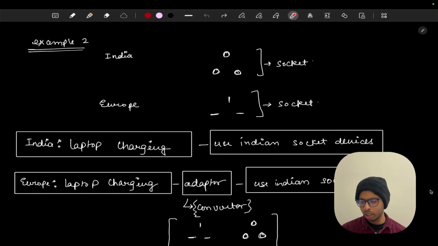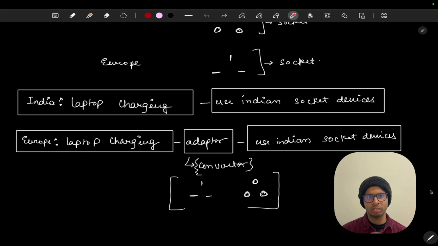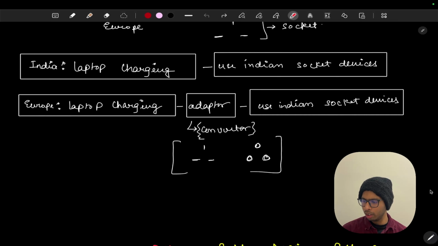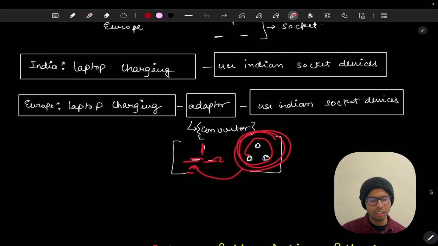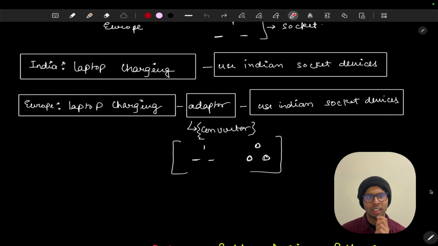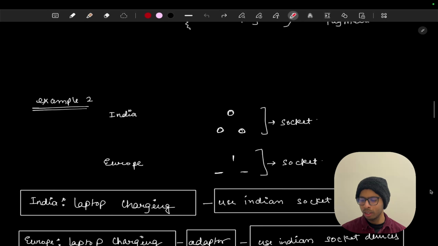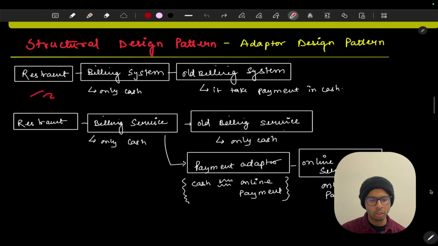And when I move abroad, whenever I have to charge my laptop, I have to use an adapter. Every time I have to plug in my laptop for charging, I use this adapter, which takes my circular pins and converts them to fit this other socket, and this is how I charge my laptop. This adapter, this converter, plays that role. So this is something that we are going to code. We are going to continue with the restaurant billing system example. Now let's move to our code and understand it.